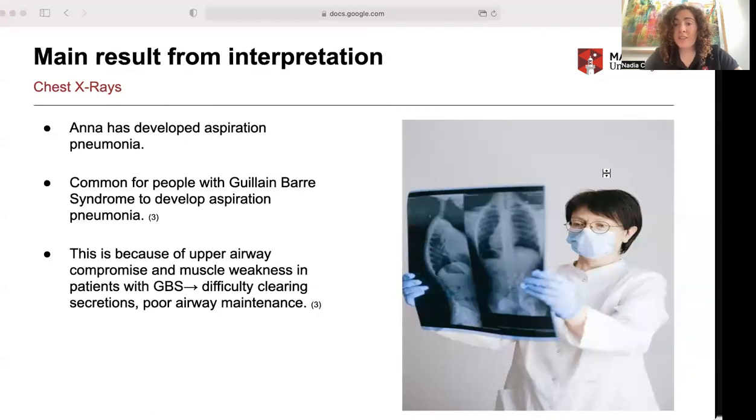From this interpretation, we can say that it is likely that Anna has developed aspiration pneumonia, considering the symptoms she has as well. It is common for patients with Guillain-Barré syndrome to develop aspiration pneumonia due to upper airway compromise and muscle weakness. When this happens, a patient may not be able to clear secretions effectively and may have poor airway maintenance.